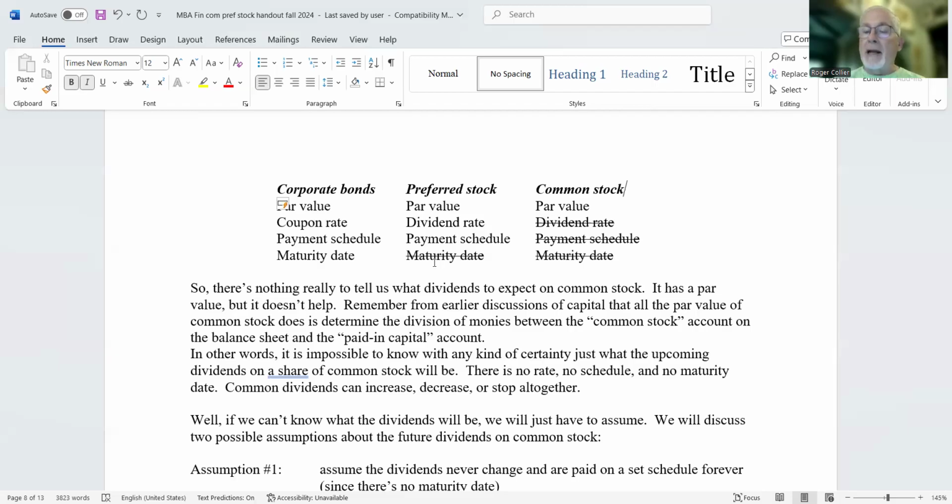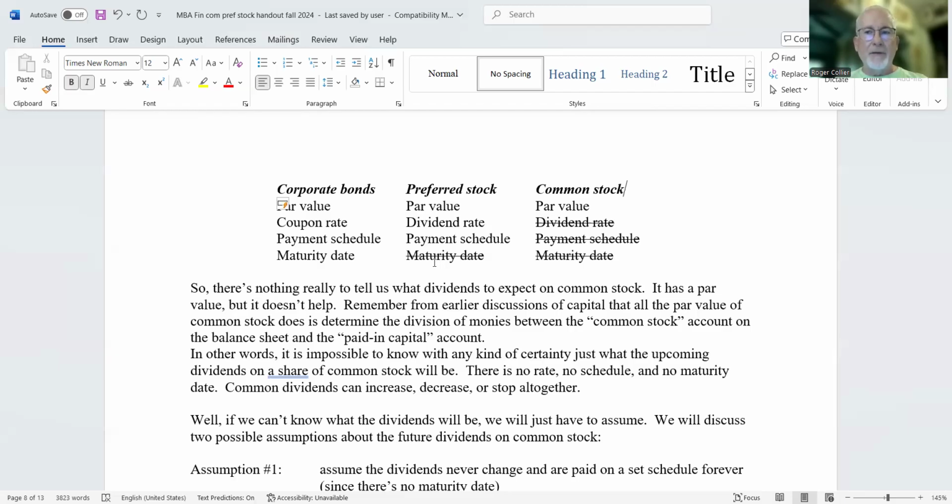Right? Which may be a lot, it might be nothing. It might be different from period to period. It might be, like I said, nothing at all. There are companies that never pay a common dividend. Other companies pay exactly the same common dividend, and others let it fluctuate up and down. My point is that we cannot know what the dividends are going to be for common stock.